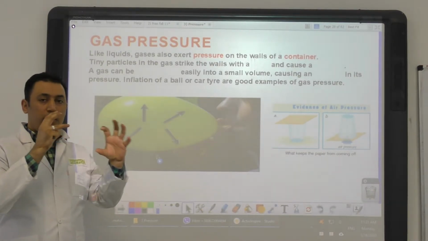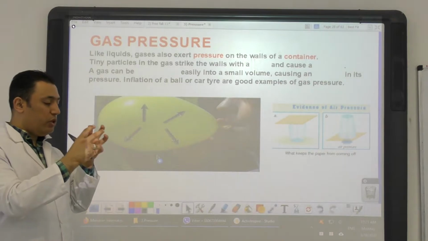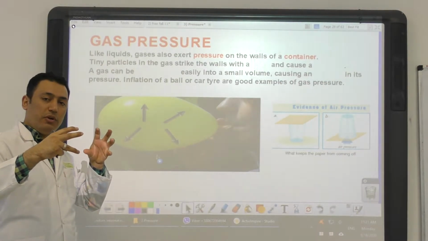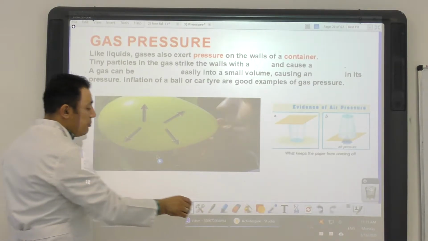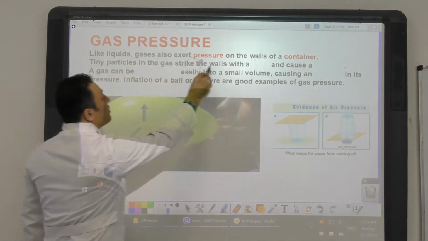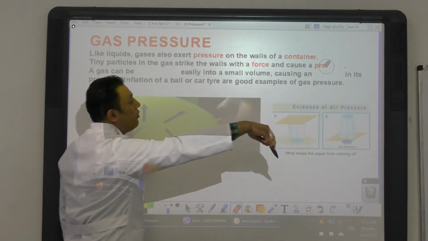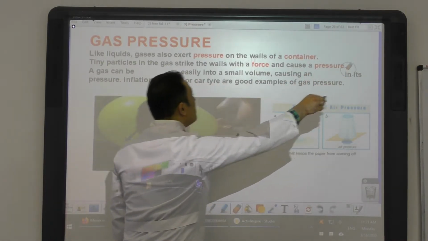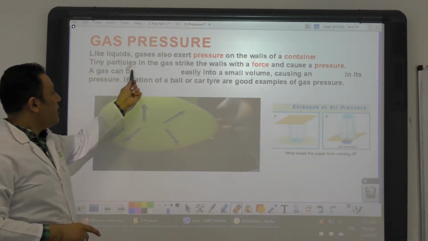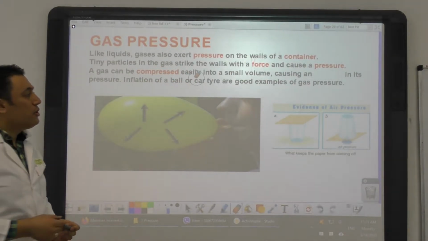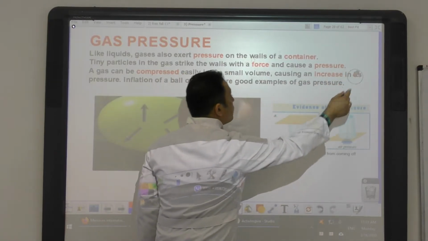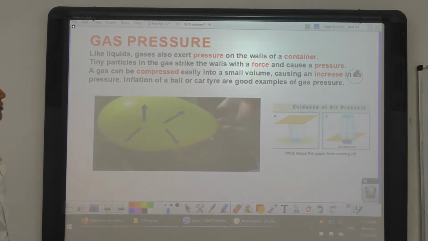As you blow air into the balloon, the molecules push the sides of the balloon, causing it to inflate. The tiny particles in the gas strike the walls with force, causing the pressure. As gas can be compressed easily into a small volume, its pressure increases. Inflation of a balloon or a car tire are good examples of gas pressure.